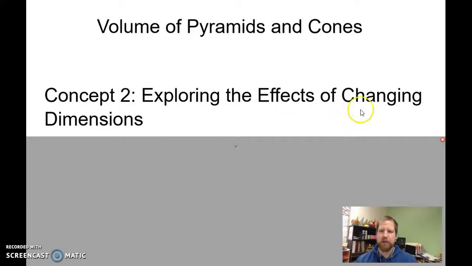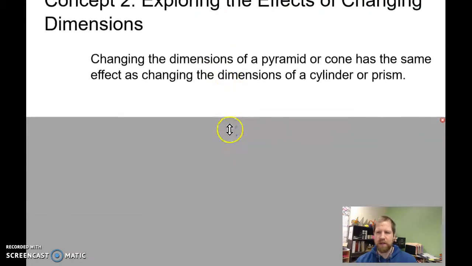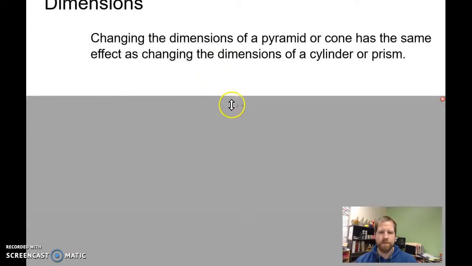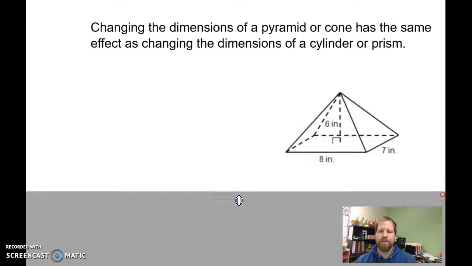Concept 2, exploring the effects of changing dimensions. So we did this last chapter as well, and the process is actually the exact same. Whether you have a cone, cylinder, rectangular pyramid, or rectangular prism, the effects change in the same way. The effects of changing it have the same effect on its volume.